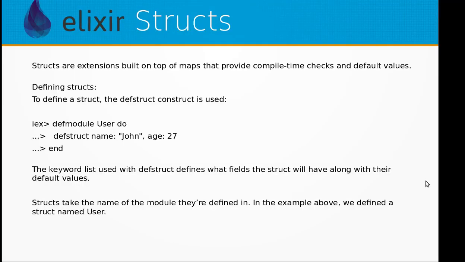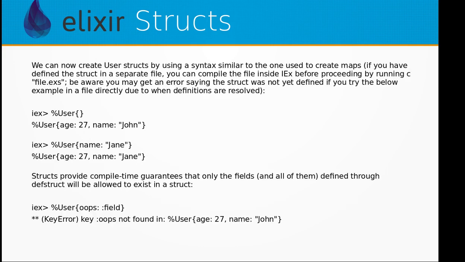Alright, the keyword list used with defstruct defines what fields the struct will have along with their default values. Structs take the name of the module they are defined in. In the example above, we defined a struct named user. We can now create user structs by using a syntax similar to the one used to create maps.